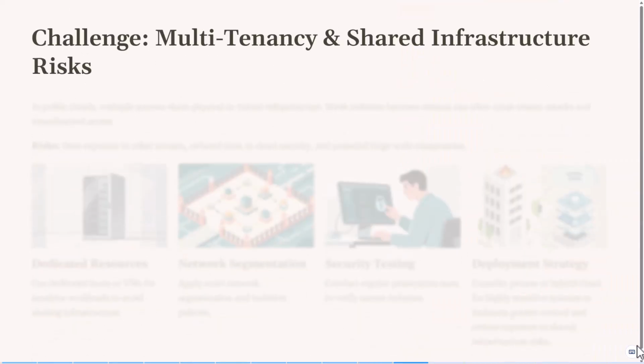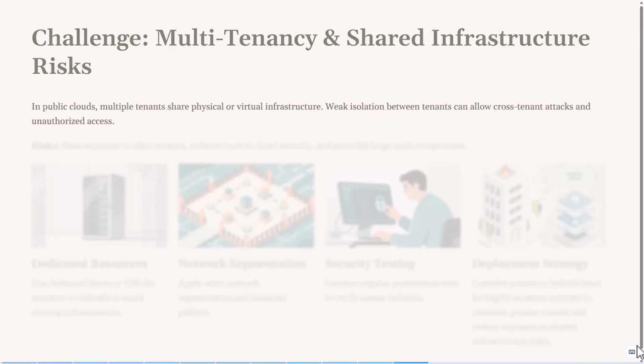Next challenge is multi-tenancy risk. In public clouds, many users share the same physical or virtual servers. If isolation is weak, one user could access another user's data. So data might be seen by others. Trust in cloud goes down, and big security problems can happen.